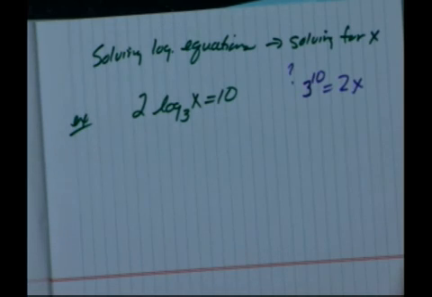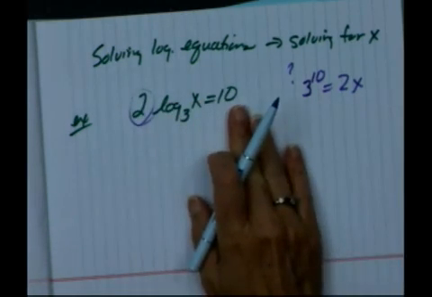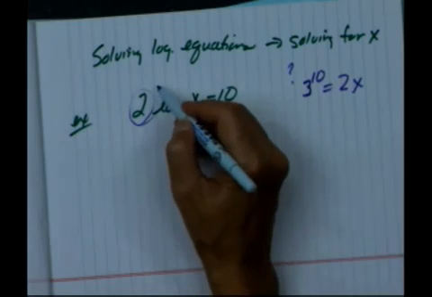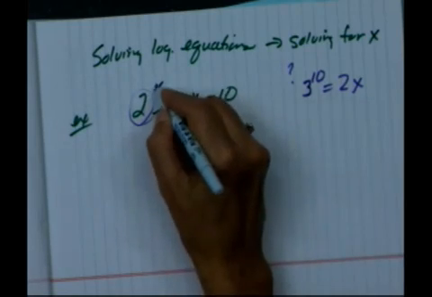Why not? You just have to do something with the 2. You are so perfect. This 2 right here is a little problem. You can't convert to exponential form until this 2 is equal to what? What has this got to be equal to right here? 1. This must be a 1.